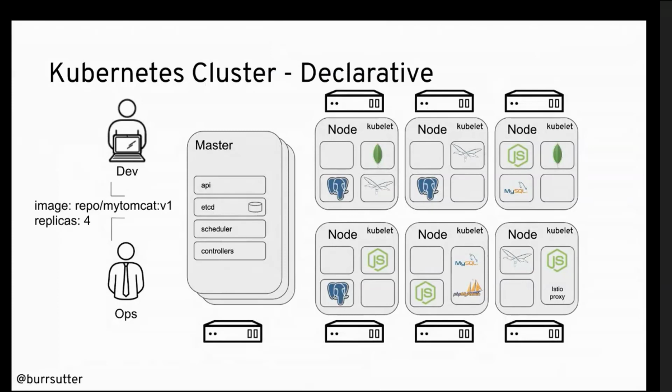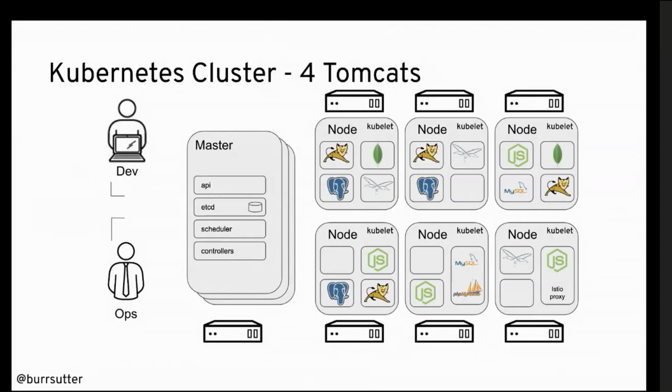Again, you're going to give it a declaration: I want to run my Tomcat from this specific image that was created. I want to run it 4 times. You're going to ship that over to the master. It's going to receive that data and then figure out which worker nodes can actually handle it, right? So it's going to drop those 4 Tomcats out there across my worker nodes, and that's pretty awesome. It'll just make that happen for you, assuming there is space available.